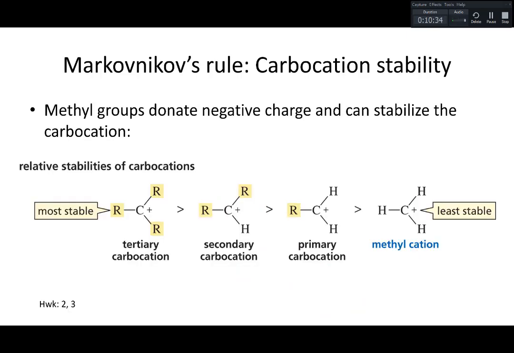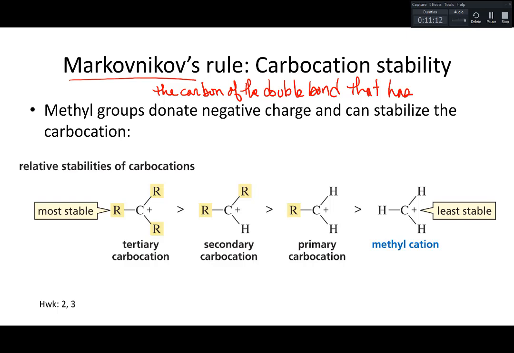Now, what causes this to happen? It turns out it's that carbocation stability. A guy named Markovnikov came up with the idea that hydrogen halide additions to alkenes were regioselective. And he actually came up with a rule. His rule was this: the carbon of the double bond, kind of long, but I'm going to write it up here, that has more hydrogens. I have to write underneath it.